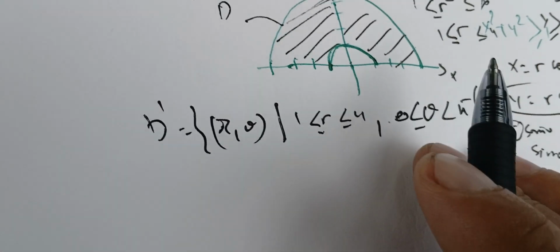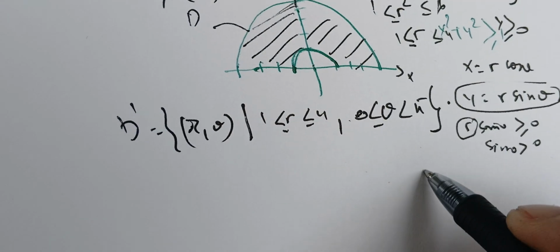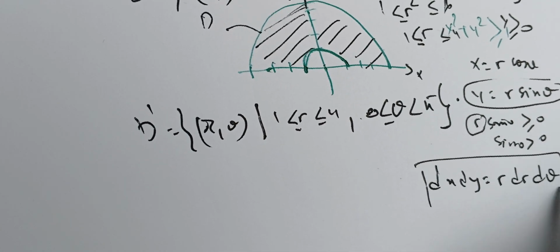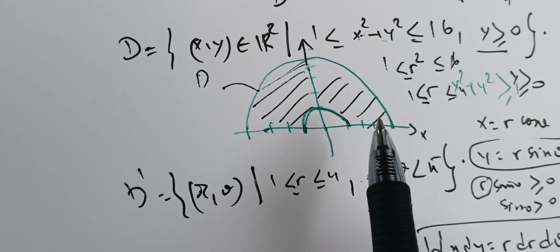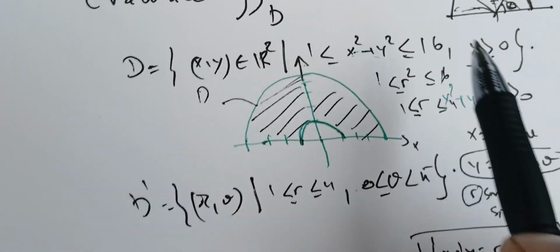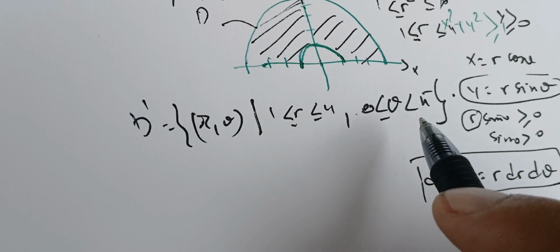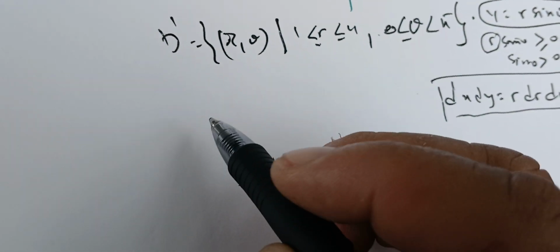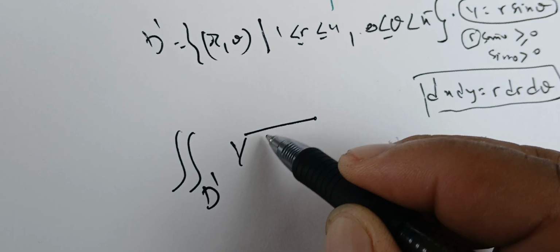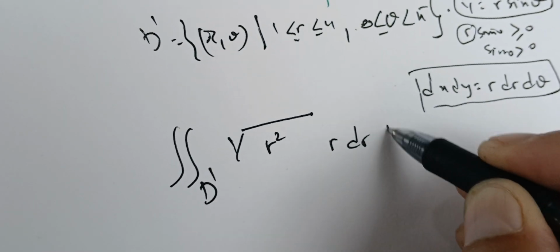Another thing is that dx dy changes using the Jacobian. It's going to be r dr d theta. And one more thing is that we need to change this function as well. X squared plus y squared is r squared, and taking the square root of r squared is r, since r is positive. Therefore this transformation will be like this: x squared plus y squared is r squared, and dx dy is r dr d theta.